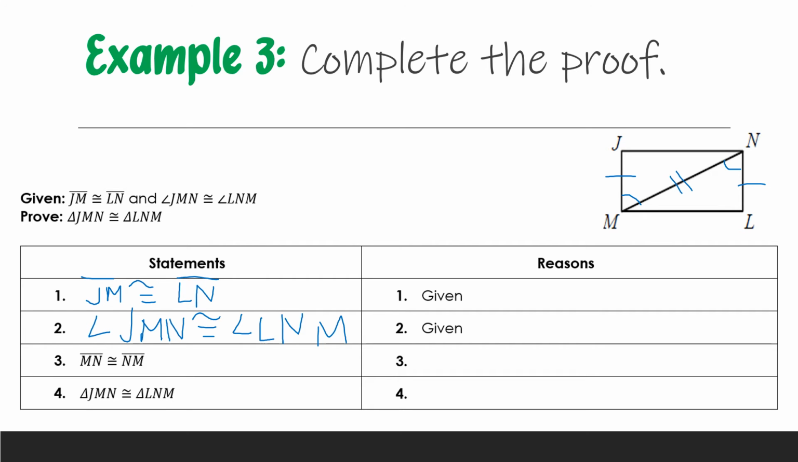It is shared by both triangles, so we know MN is congruent to NM. We know that because it's the same segment, but that's the reflexive property. And now we have enough to prove that triangle JMN is congruent to triangle LNM by side, angle, side. We could conclude also that any part that is not marked would now be congruent because corresponding parts of congruent triangles are congruent.